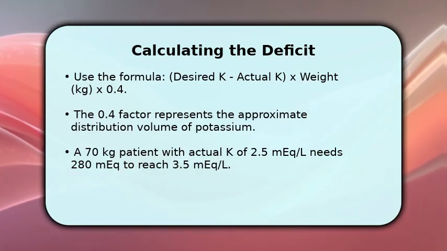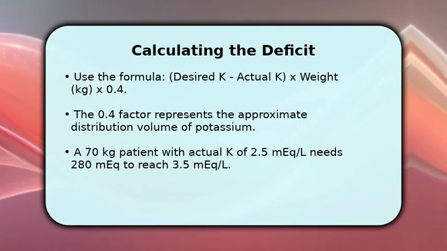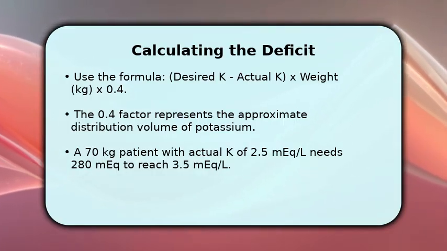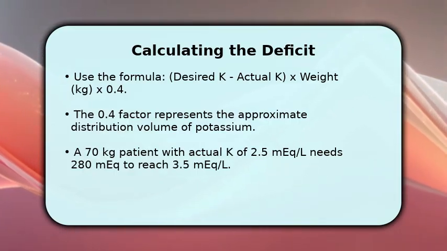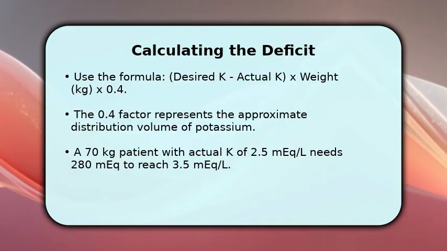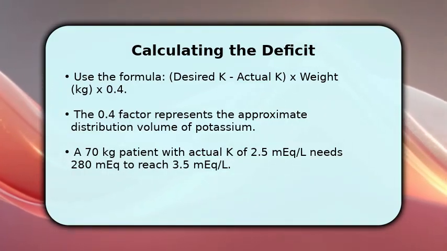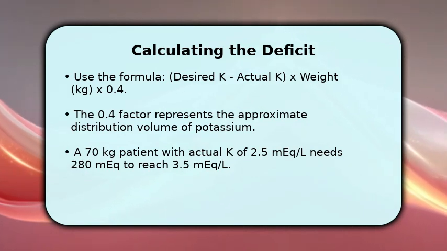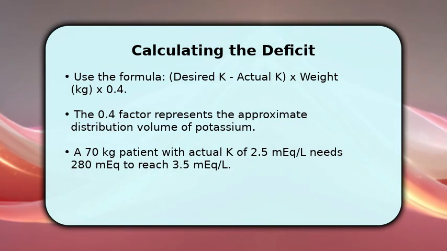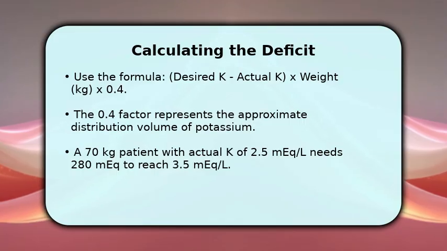Desired K minus actual K multiplied by the patient's weight in kilograms, then multiplied by 0.4. The 0.4 factor accounts for the approximate distribution volume of potassium in the body. For example, a 70-kilogram patient with a serum potassium of 2.5 mEq per liter, aiming for 3.5 mEq per liter, would have an estimated deficit of 280 mEq. This formula provides a good starting point.